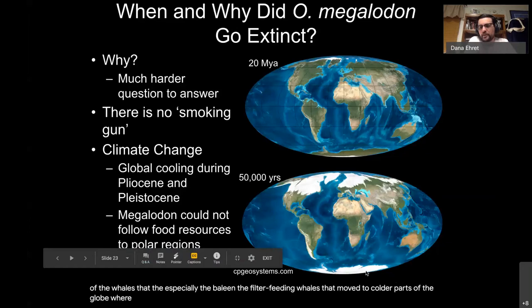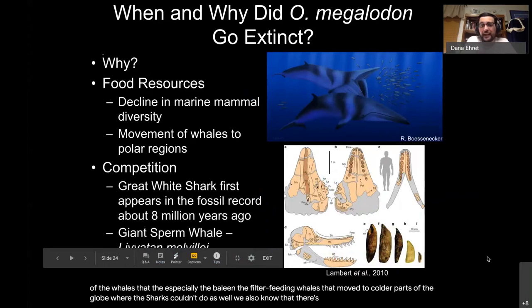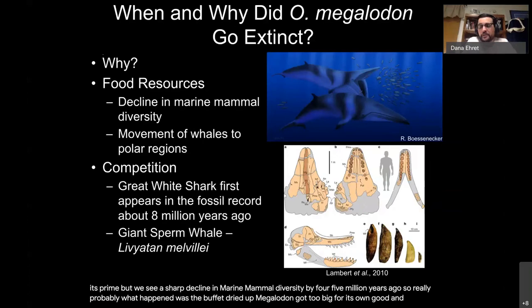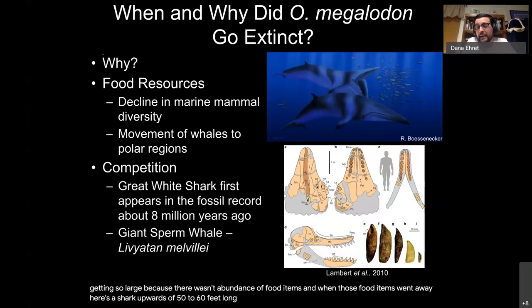We also know that there's a decline in marine mammal diversity. As I showed, the peak of diversity occurred about 10 million years ago when Megalodon was in its prime. But we see a sharp decline in marine mammal diversity by 4 or 5 million years ago. So really, probably what happened was the buffet dried up. Megalodon got too big for its own good, and it was getting so large because there was an abundance of food items. And when those food items went away, here's a shark upwards of 50 to 60 feet long that would have to average over a ton of food a day, and that food probably just wasn't there anymore.